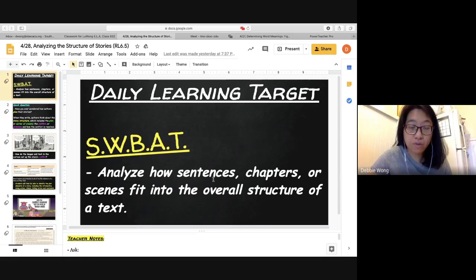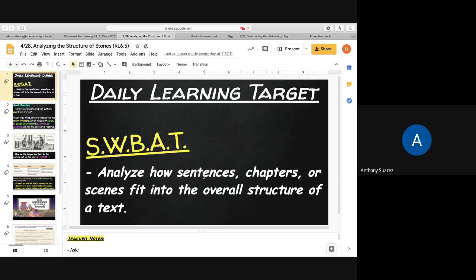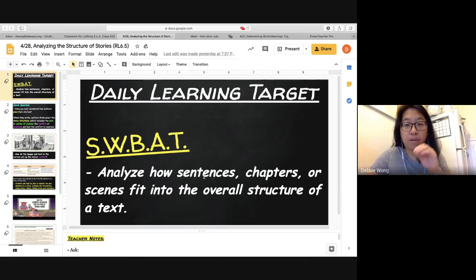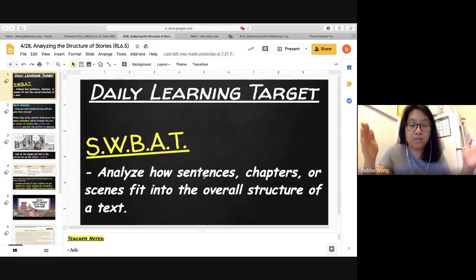So what does that mean? When you're reading a passage, you'll often see questions asking you, how does a sentence or paragraph contribute to the overall meaning or the theme? That is what we're going to be looking at today. Chapters. Remember when we talked in class about how you have a book, each chapter is going to help shape the structure and how the story will develop, all right?